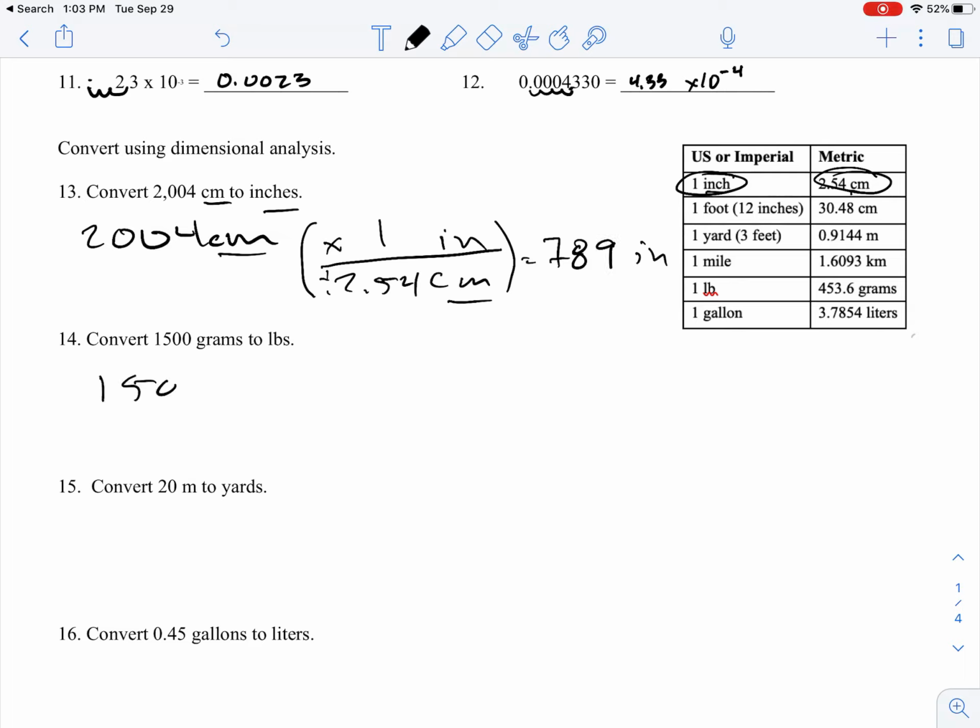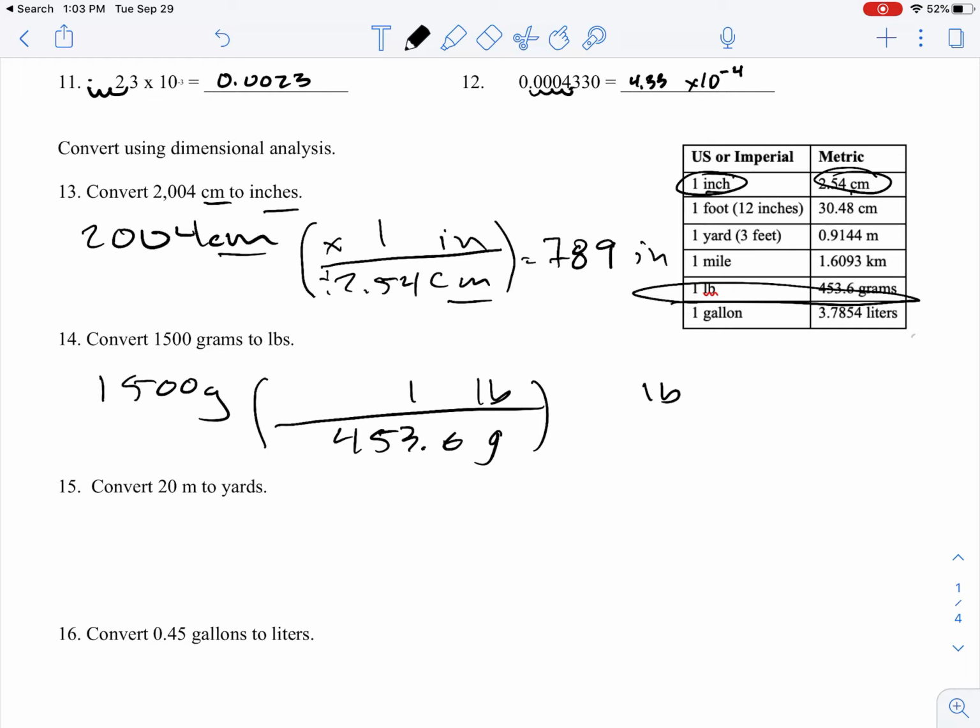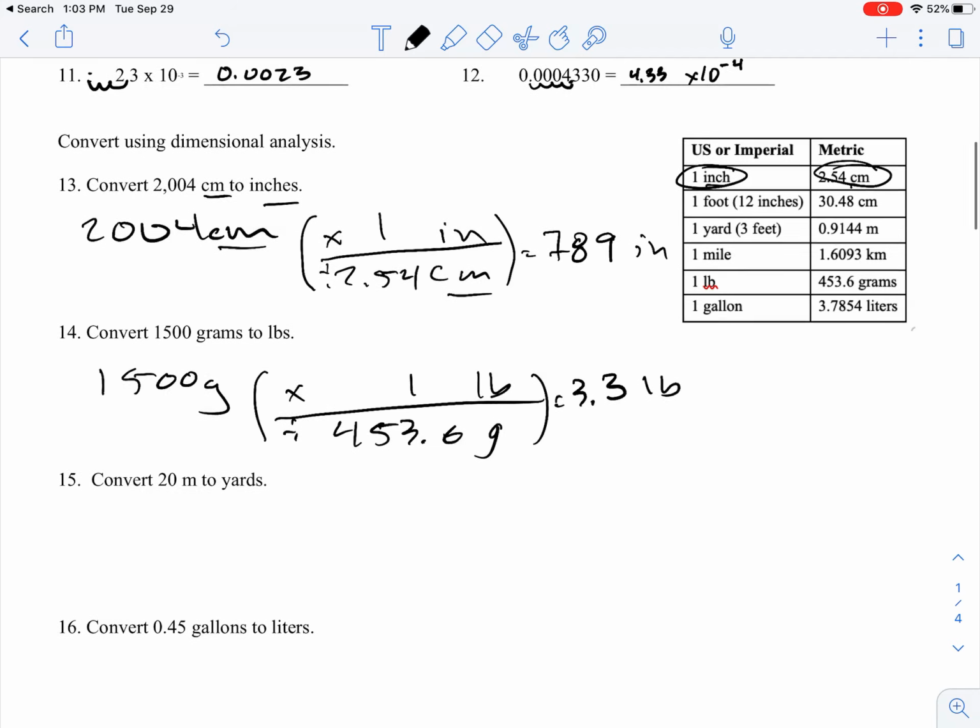Here I have 1,500 grams, and I want pounds. So same idea. Grams is going to go on bottom. Pounds is on top. It's 453.6 grams per pound. And that's what I see right there in that conversion factor. So multiply and divide. So 1,500 divided by 453.6 gives me 3.3 pounds.